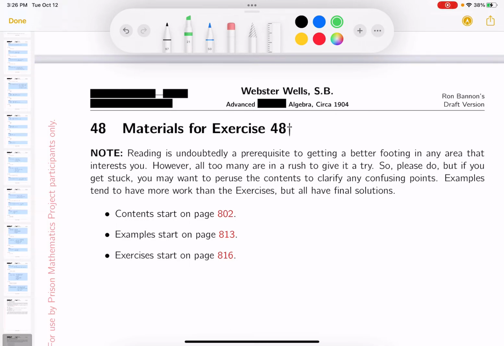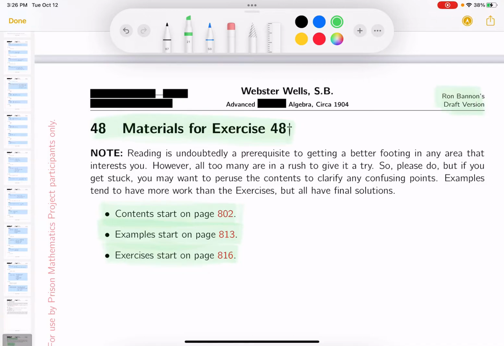Okay, we're in section 48. What's the expectation? That you read the contents, you make some attempt to understand the examples that are presented to you, and then you start working on the exercises. My name is Ron Bannon.